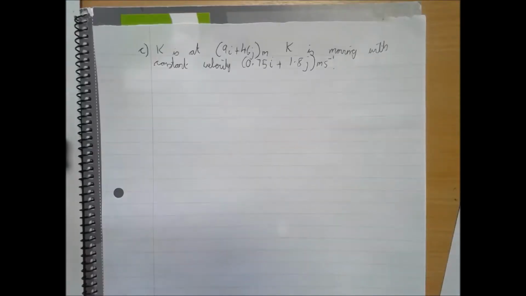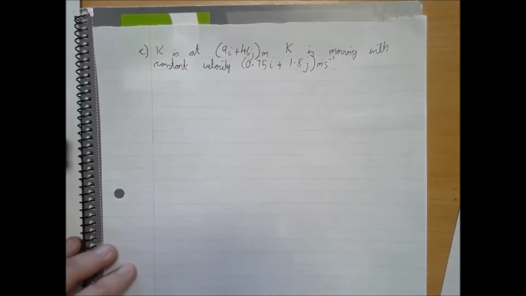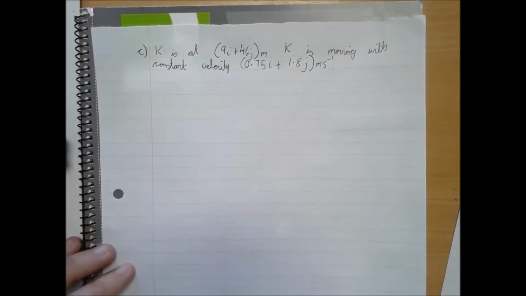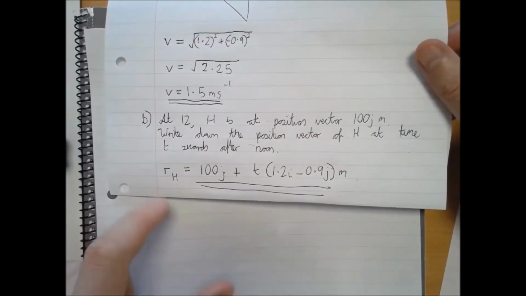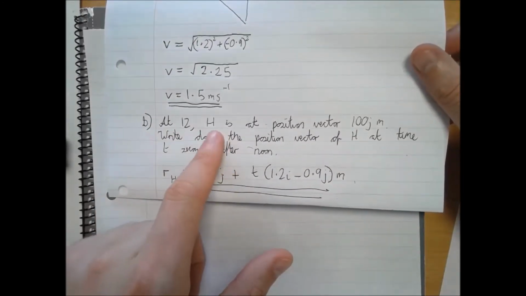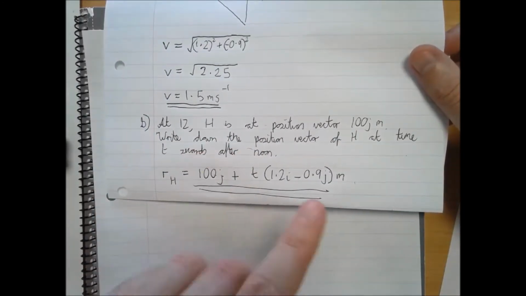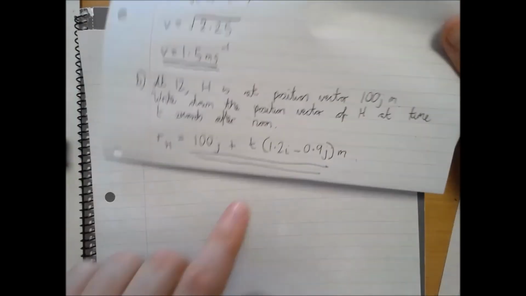Okay, on to part C. We're given another hiker now, K, and K is at 9i plus 46j meters, and K is moving with a constant velocity of 0.75i plus 1.8j meters per second. There's going to be a couple of steps to this one, but first things first, we need to do what we've done in part B. In part B, we're given H at its original position, and then a constant velocity, and we have to write where the position will be after t seconds. We're going to do the exact same here.